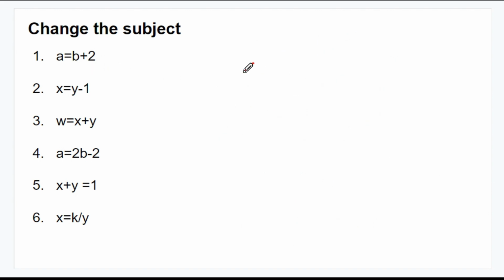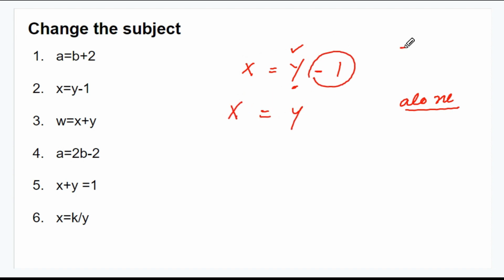Okay, for example, if we have x equals to y minus 1, now I need to change my subject to y. So now I need to make this y all alone. So to make it alone, what we need to do, all the things associated with y, you need to remove them. So here what is extra with y? This minus 1. Okay, so now what is the opposite of minus 1? Plus 1. So you simply add plus 1 in both sides. Remember, in both sides, not in only one side.